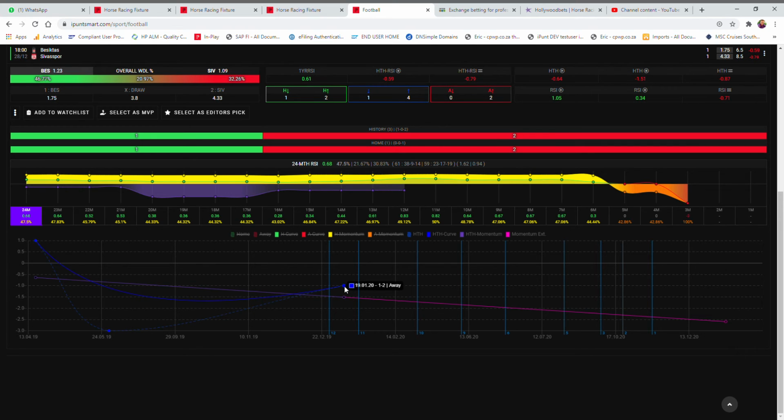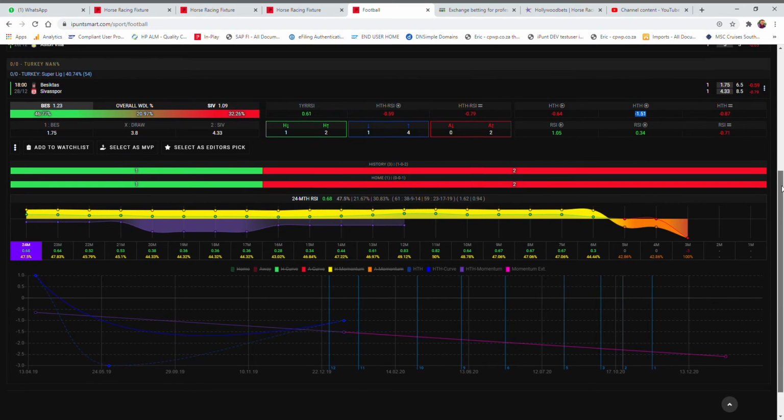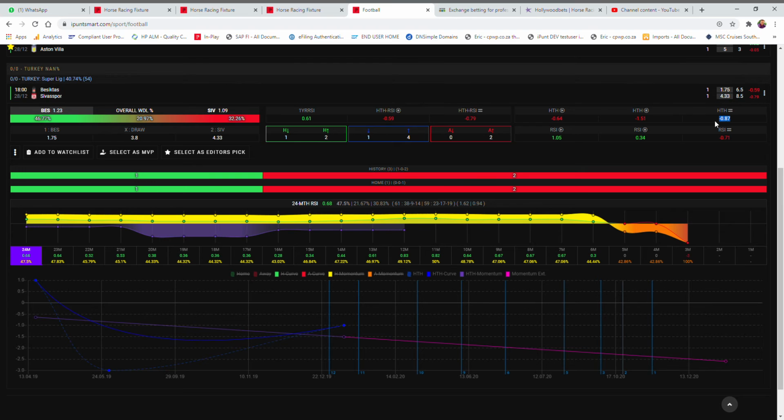And on the 19th of January this year, Sivasspor won again 2-1. So clearly the momentum has gone from minus 0.64, which is this one, and down to minus 1.51, which is this one, and that is an improvement for the away team of 0.87.